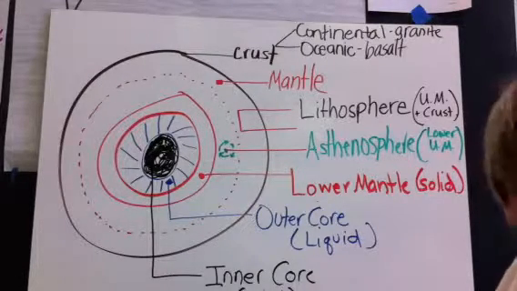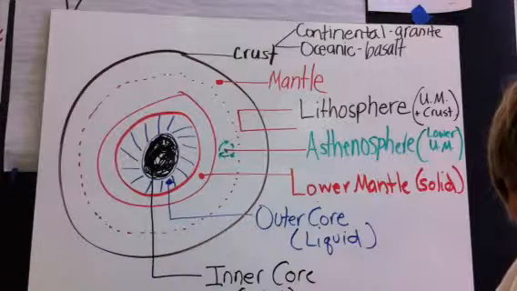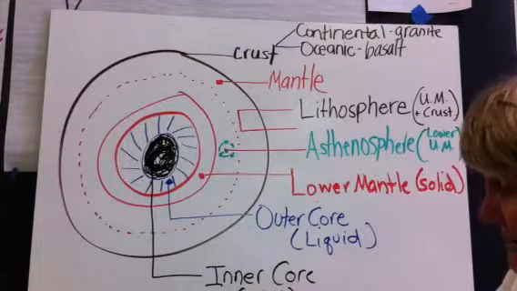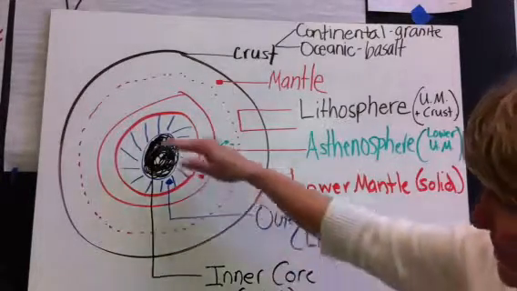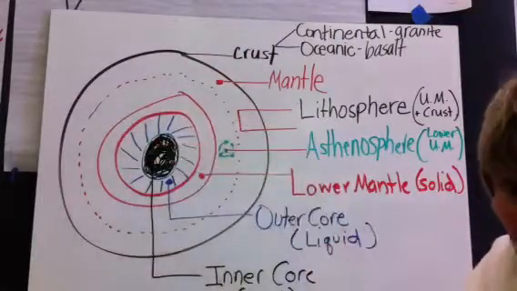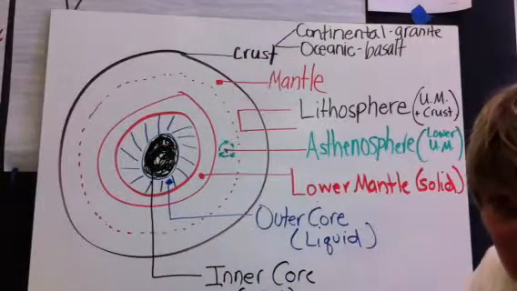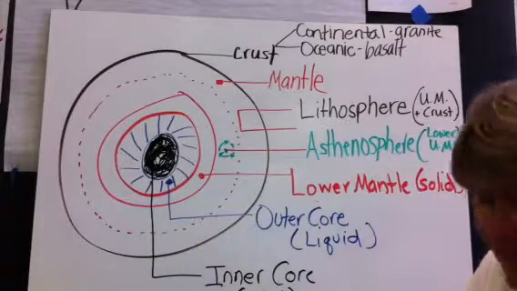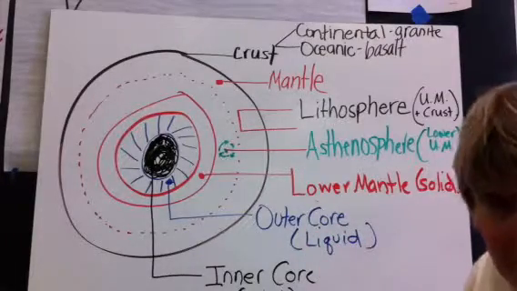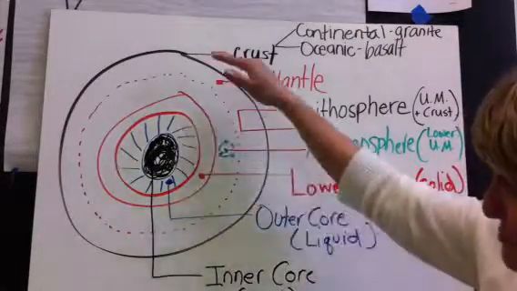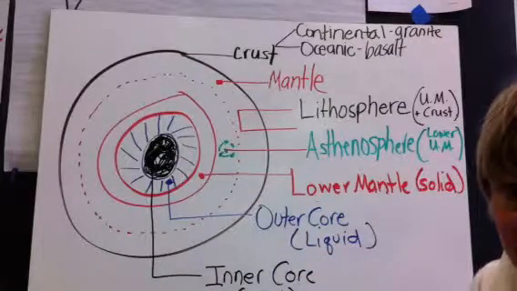Now, why is this one completely solid? Why isn't it liquid? Well, it's completely solid because it has all this pressure of all the other layers on it. And that pressure compacts it to make it solid. If it didn't have all that pressure, perhaps it would be liquid. But because of all this pressure, it is solid.